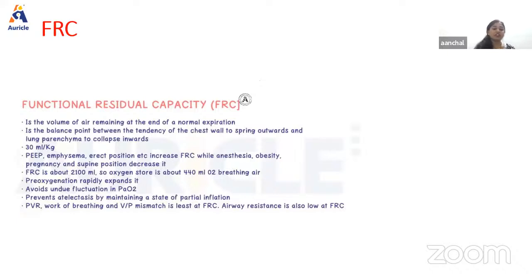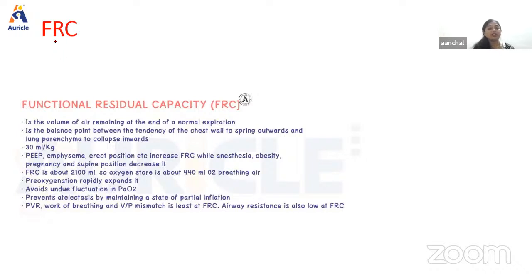Then next we have functional residual capacity. Functional residual capacity is the volume of air remaining in the lungs after normal expiration. Like if I inhale, then I exhale normally, as in tidal respiration, the amount of air that is residing in our lungs is considered the functional residual capacity.